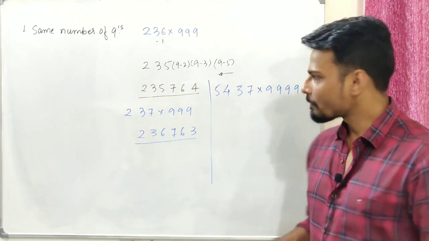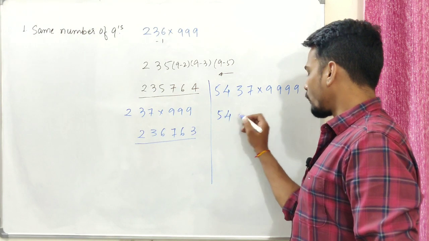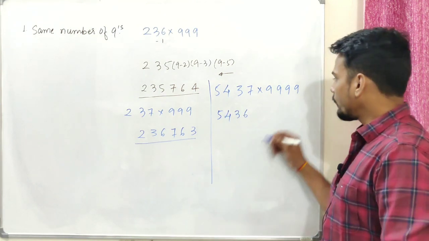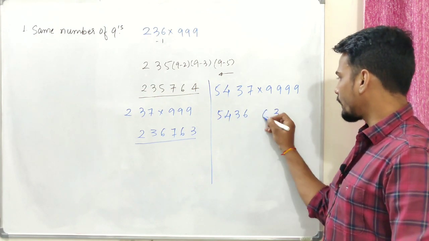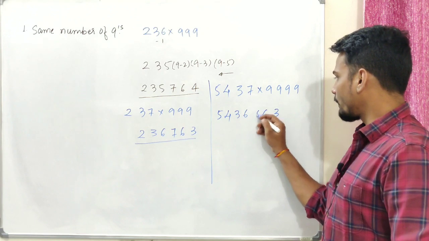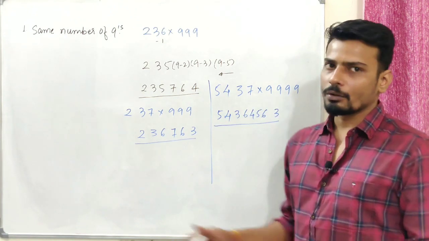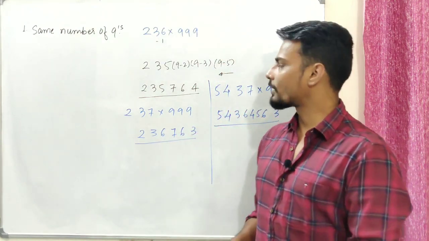The idea is very simple again. I'm going to subtract 1 from this number, so I'll have 5436. Now I would subtract: 9 minus 6 gives me 3, 9 minus 3 gives me 6, 9 minus 4 gives me 5, and 9 minus 5 gives me 4. I'm sure it will not take anything more than 10 seconds. So that is the first thing when we have multiplication with 9.